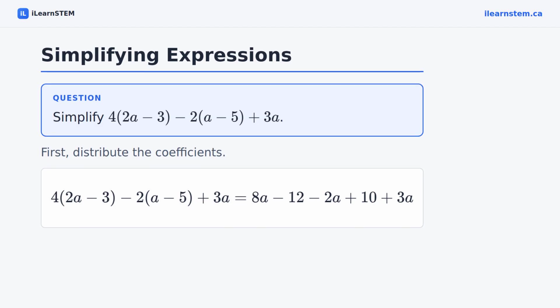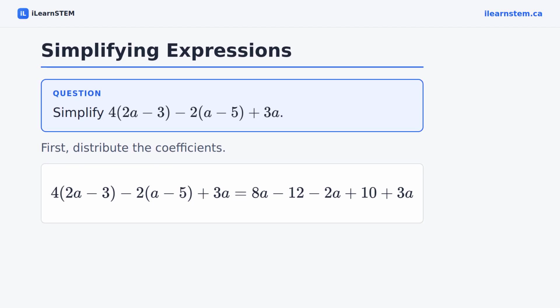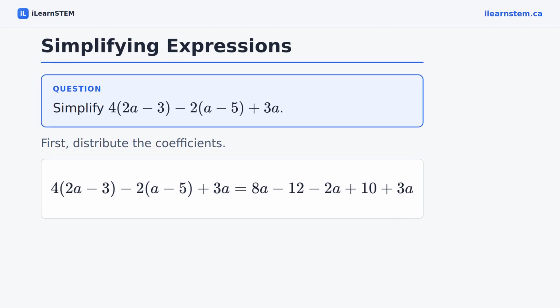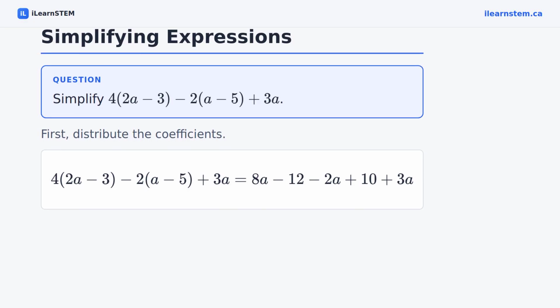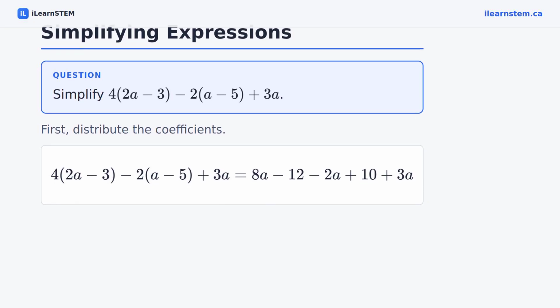4 times 2a is 8a, 4 times negative 3 is negative 12, negative 2 times a is negative 2a, and negative 2 times negative 5 is positive 10. Then we bring down the plus 3a.